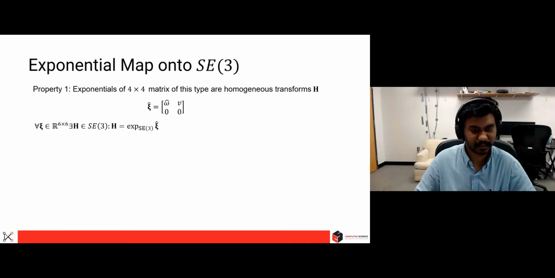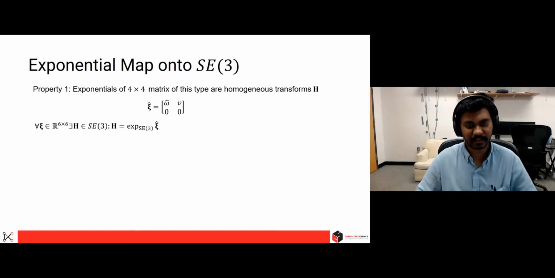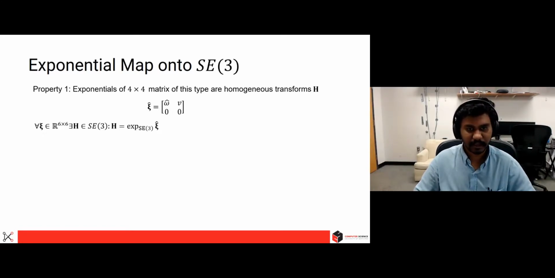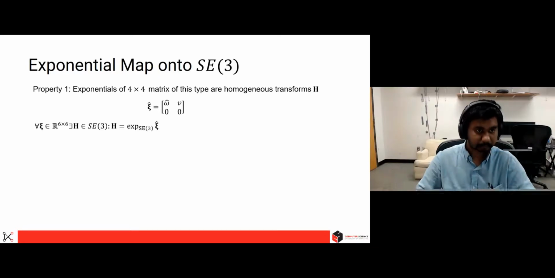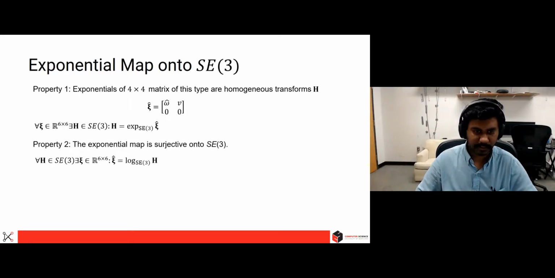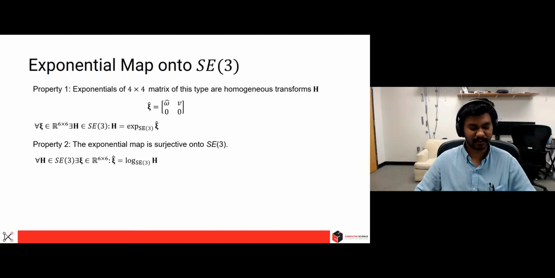Note that this is SE3 and not SE6, though the matrix is 6 by 6. The reason why this is 3 is because we are dealing with 3 degrees of freedom here. The property 2 is that the exponential map is surjective onto SE3, which is exactly the same thing as what we discussed before. This is a many-to-one mapping, and this property 2 is basically the inverse of property 1. That is, for all homogeneous transformation matrices which belong to SE3, there always exists a chi which belongs to real number space 6 by 6, such that chi hat is the matrix log of the homogeneous transformation H.